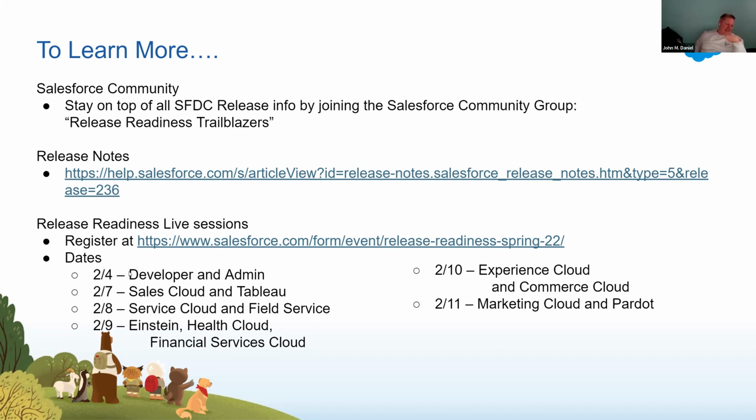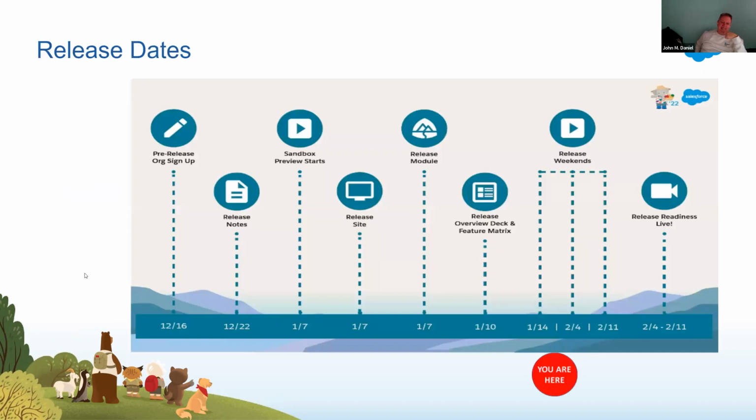And the next slide, if you would, please. This is just a nice little graphic about the timelines. And again, the deployment dates for all the major production orgs are February the 4th and February the 11th. Actually, it's different depending on where you are in the world, but it's going to happen in one of those two weekends.